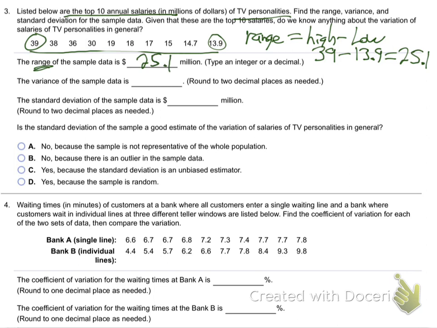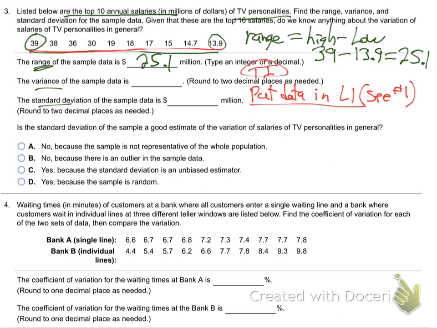Now it wants the variance and the standard deviation. We're going to get those on our calculator. So I'm going to ask you to put data in L1 like we did back on problem number 1. So I'll just say see number 1 if you're confused how to put data in your TI calculator. We're going to use the TI calculator now. Put this data all down L1. And then when you're done, get the answers.